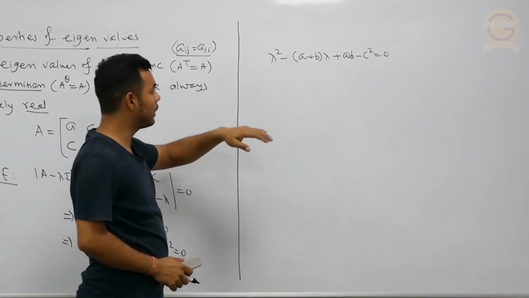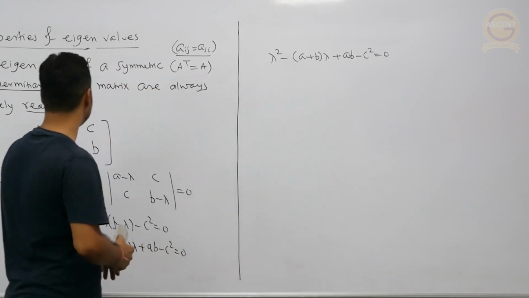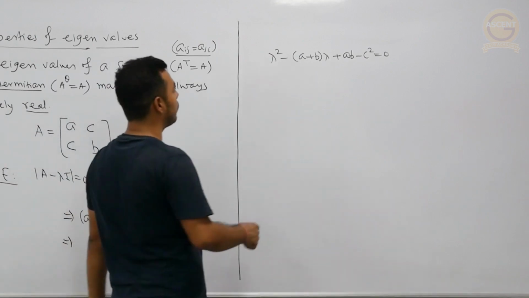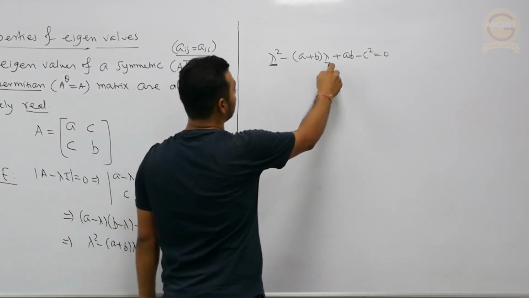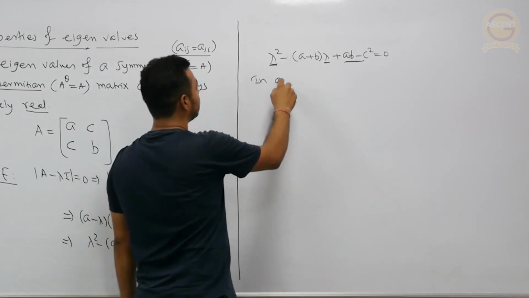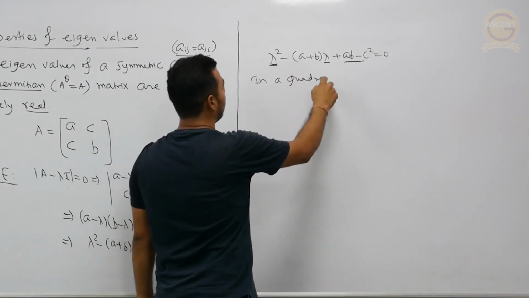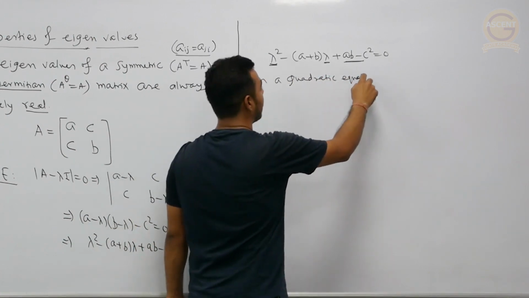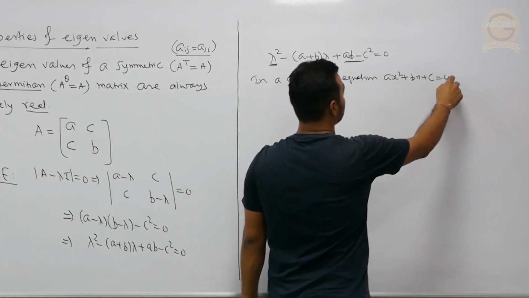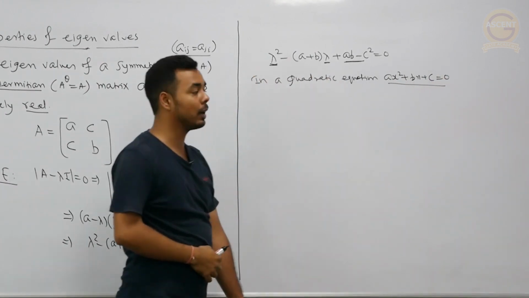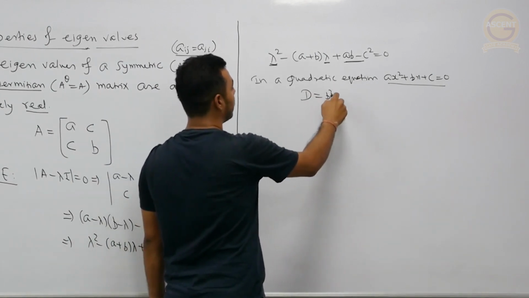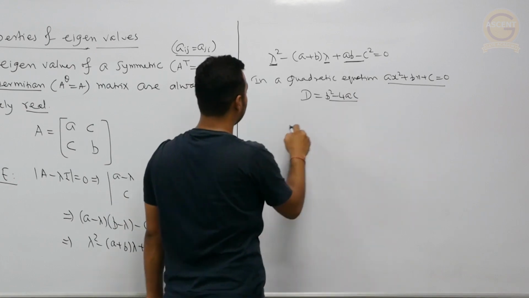Now we have to prove that the roots of this equation are real, because this matrix that we have taken was a symmetric matrix. See, this is a quadratic equation in lambda: lambda square, then lambda, and then this is your constant term. Now we know that in a quadratic equation ax square plus bx plus c equals 0, if we want to check whether the roots are real or imaginary, then we have to calculate the discriminant. The discriminant is nothing but b square minus 4ac. This we have learned in class 10.